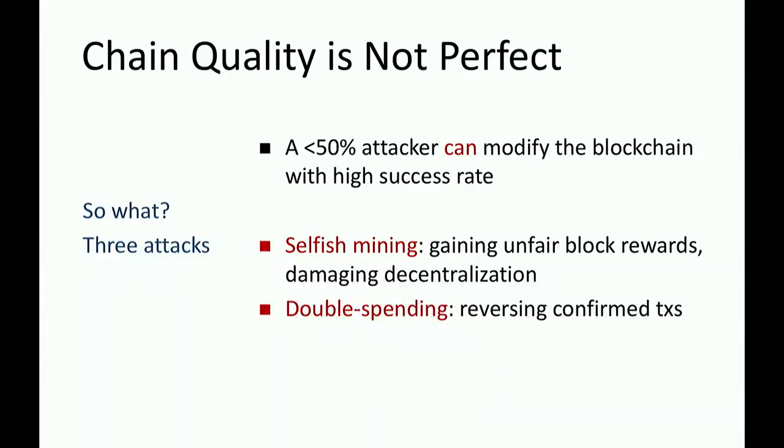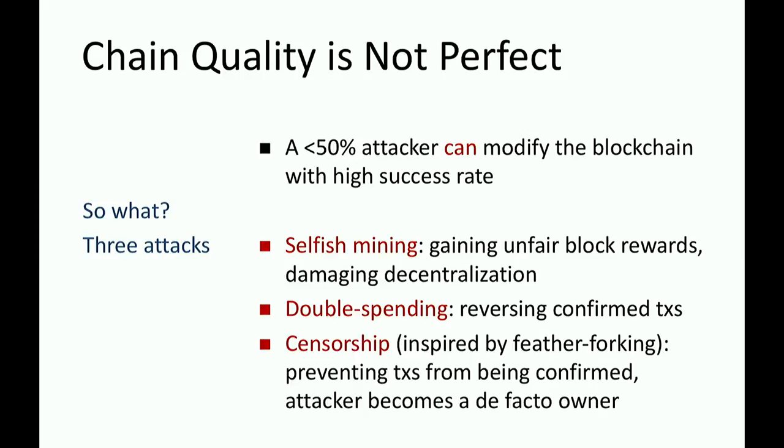The second one is called double spending. In this attack, the attacker can reverse confirmed transactions and gain profit for himself. The third one is called censorship attack. In this attack, the attacker can in effect prevent transactions from being confirmed and becomes the de facto owner of the cryptocurrency, despite the permissionless design.